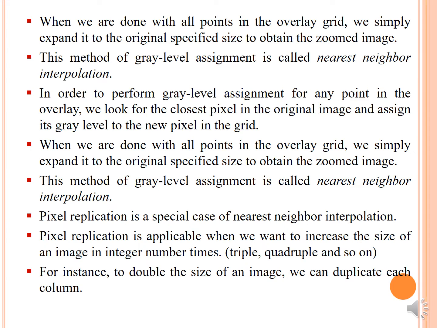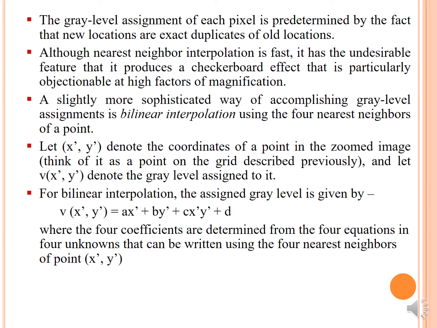For instance, to double the size of an image, we can duplicate each column. The gray level assignments of each pixel is predetermined by the fact that new locations are exact duplicates of the old locations. Although nearest neighbor interpolation is fast, it has the undesirable feature that it produces a checkerboard effect that is particularly objectionable at high factors of magnification.